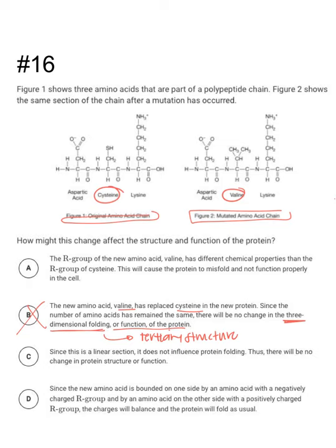C says, since this is a linear section, it does not influence protein folding, therefore there will be no change in protein structure or function. We know that this is not just a linear section, this is actually indicating the amino acids, and because these amino acids have variations on their R groups, they're going to fold. So there is going to be a change in protein structure and function.